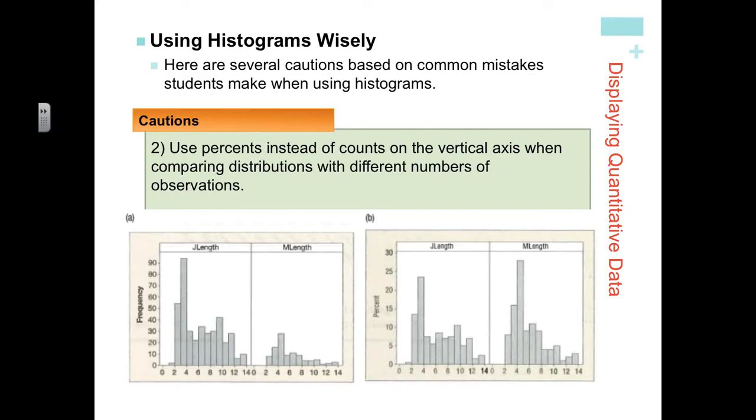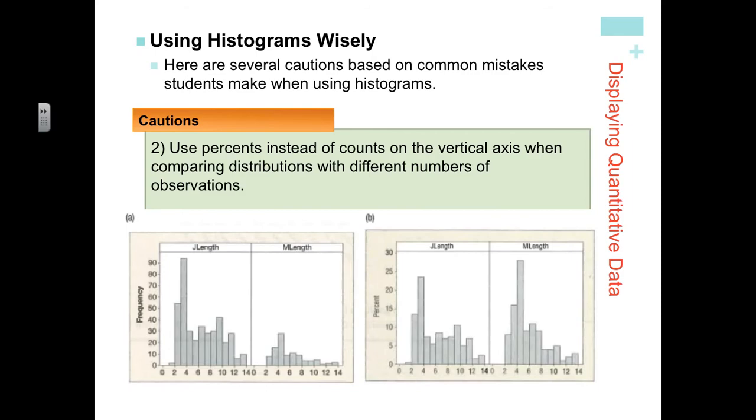Another big thing would be to use percents instead of counts on the vertical axis when comparing distributions with different numbers of observations. So this kind of goes along with these two graphs. If Mary was interested in comparing the reading levels of a medical journal and an airline magazine, she counted the number of letters in the first 400 words of an article in the medical journal and of the first 100 words of an article in the airline magazine. So here are two histograms below.